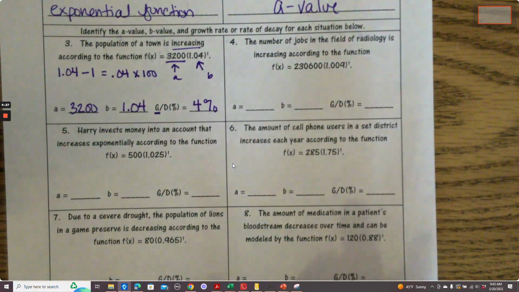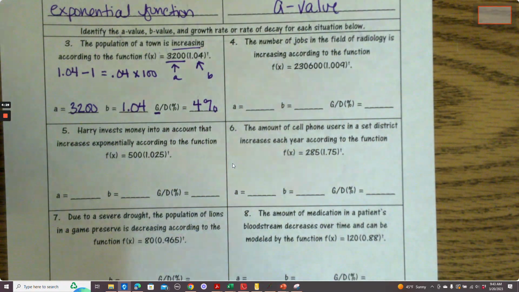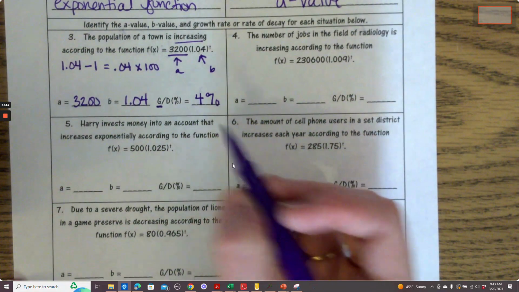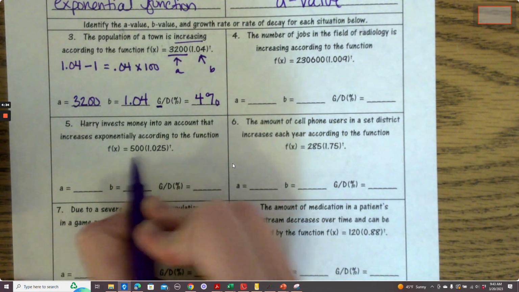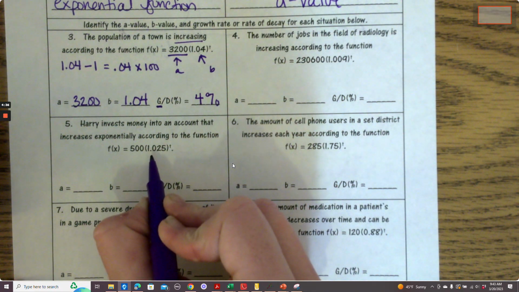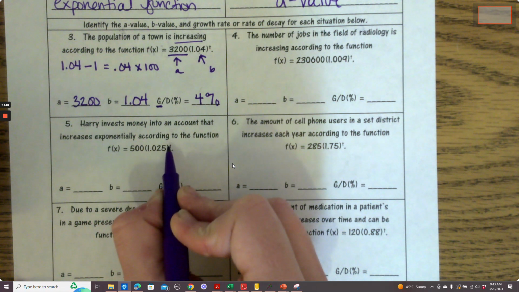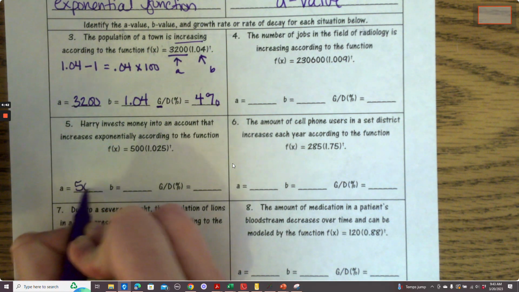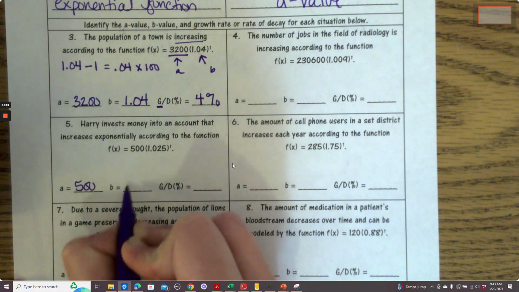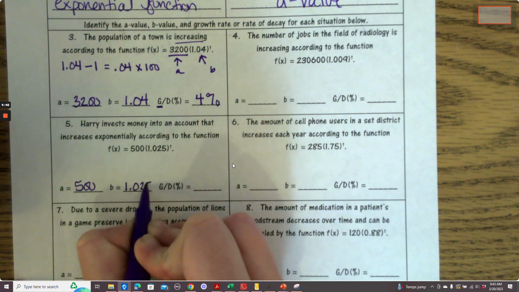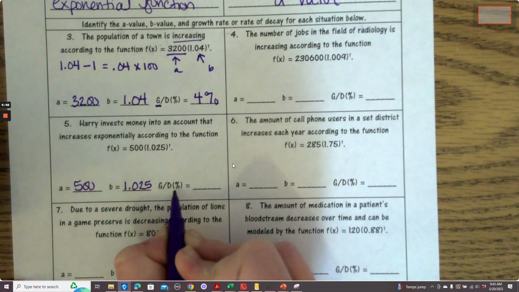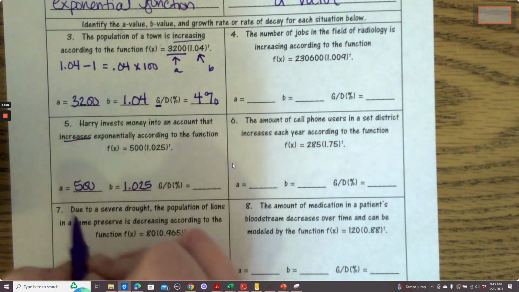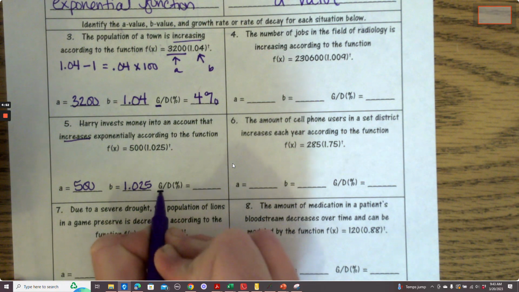All right, number 5, Harry invests money into an account that increases exponentially according to the function f of x equals 500 times 1.025 to the t power. So the a value is the first number. The b value is the number in the parentheses. And then it says growth or decay. So again, it's increasing. So that's growth.